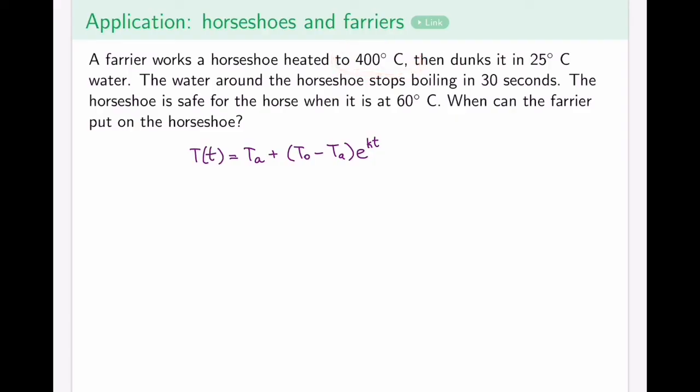The question says that while the horseshoer is working on the horseshoe, the actual metal is heated up to 400 degrees Celsius to be, in fact, malleable enough. And then they dunk it in 25-degree, or room temperature, water. The water around the horseshoe stops boiling in about 30 seconds, and the horseshoe is safe to put on the horse when it's at approximately 60 degrees Celsius.